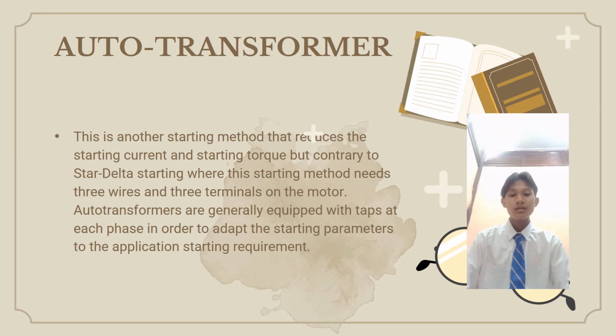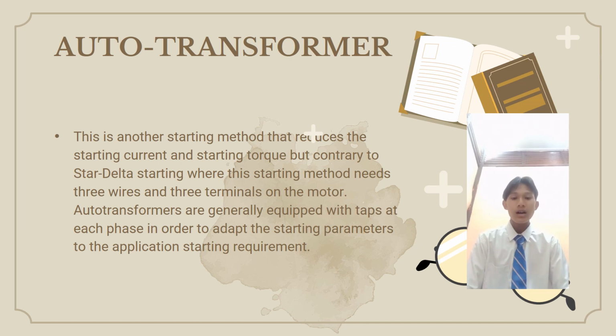Thanks to Hakimi. So next I want to present about the auto transformer. This is another starting method that reduces the starting current and starting torque, but contrary to star delta starting, this starting method needs 3 wires and 3 terminals on the motor.